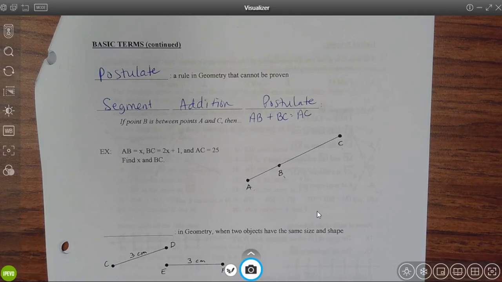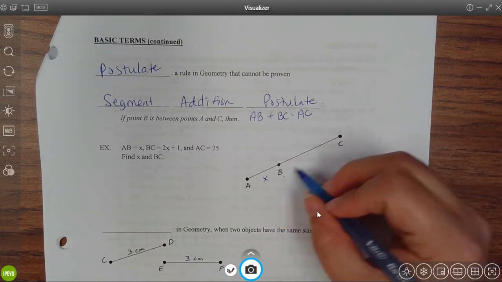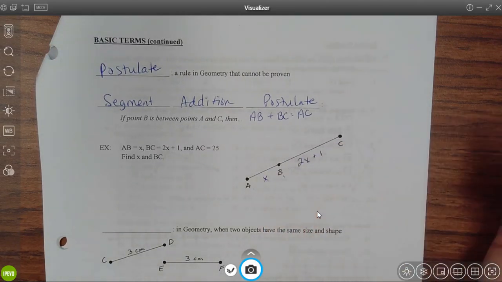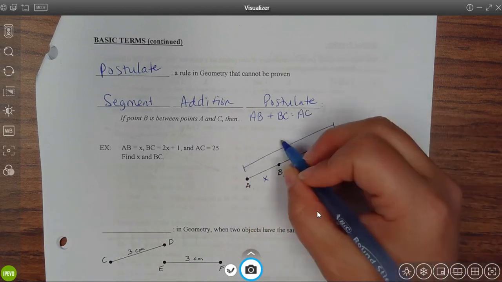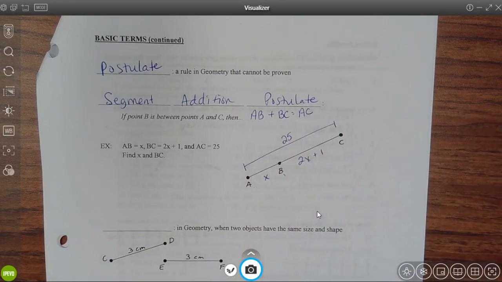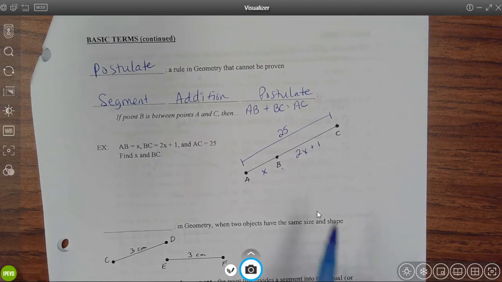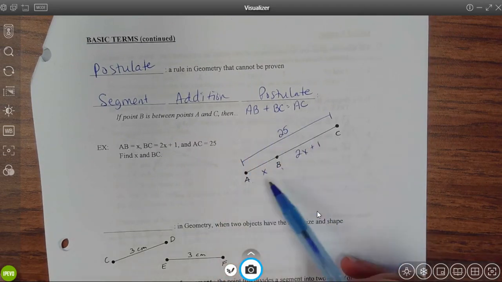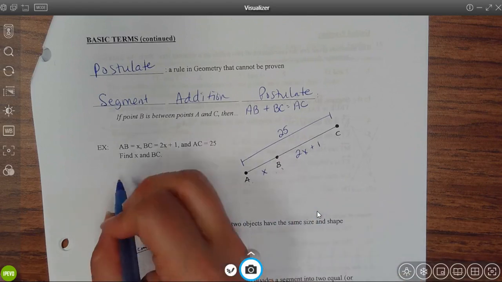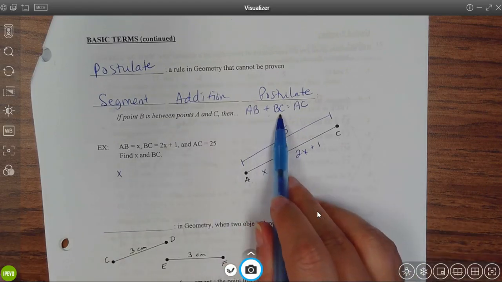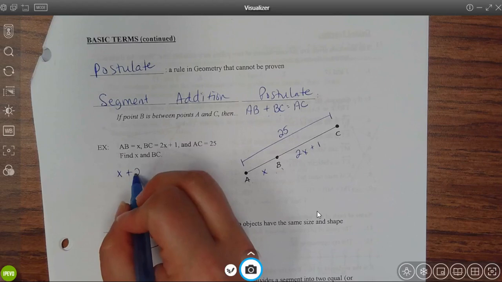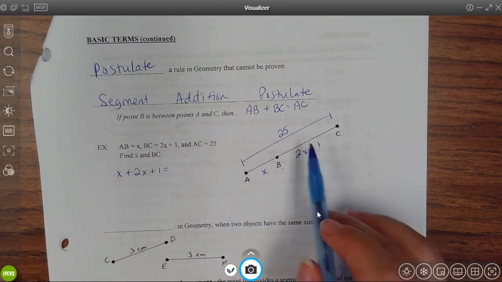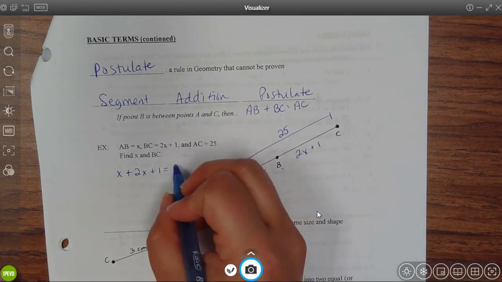Let's take a look at an algebra problem that shows this. If AB is x and BC is 2x plus 1, and AC, the entire segment, is 25, we can set up an equation to solve for x and find out what the values of AB and BC are. Using the segment addition postulate, we're going to take AB, which is x. We're going to add BC, which is 2x plus 1, and that all equals the entire length, which in this case is 25.